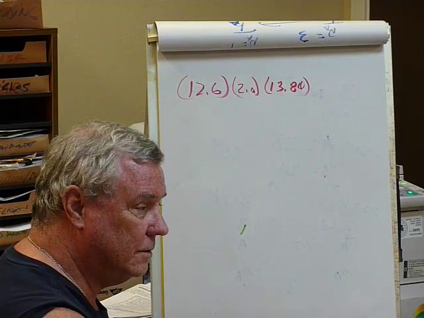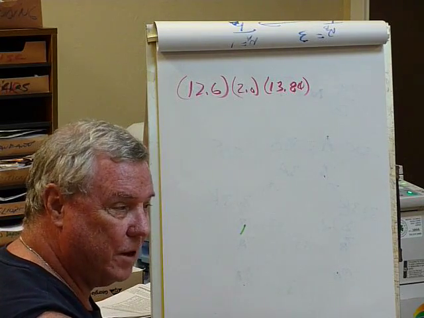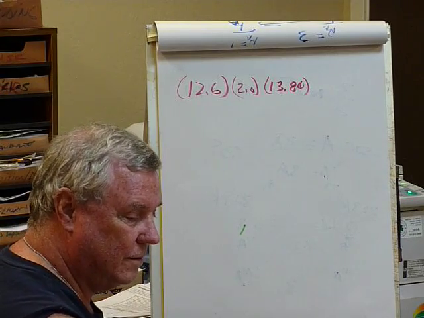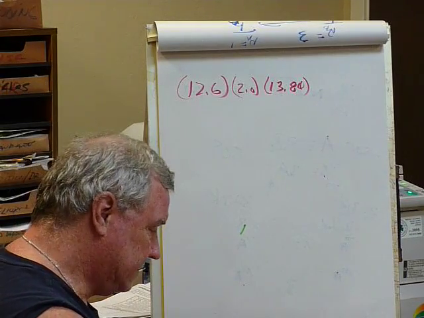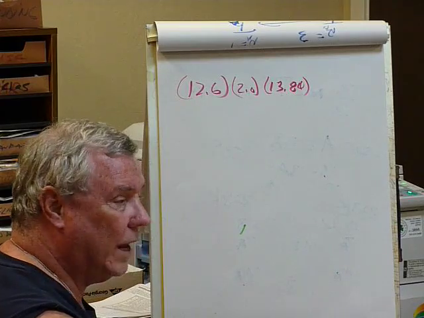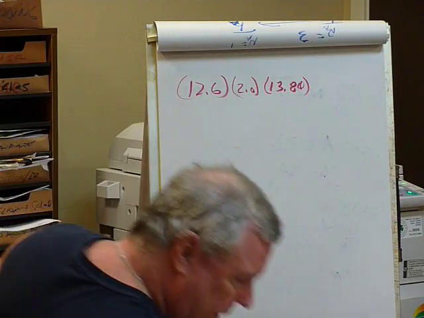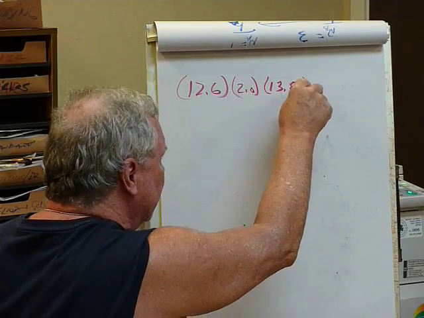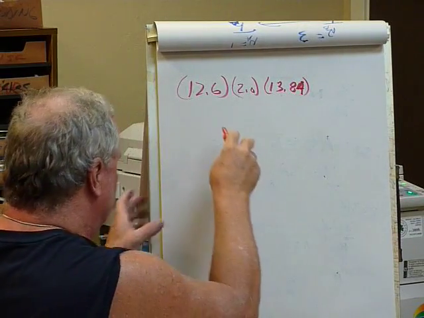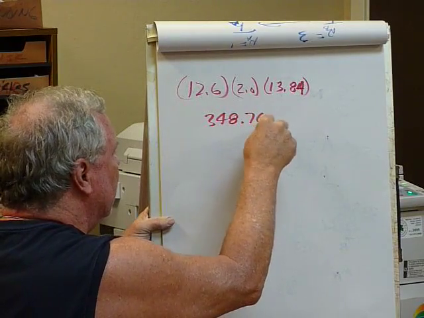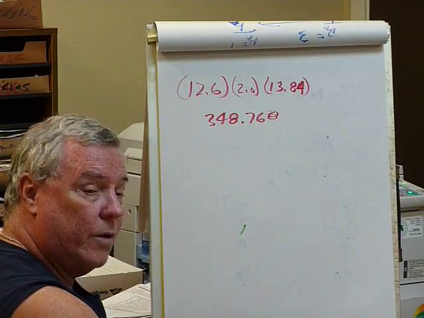Everybody, don't leave it all on Betsy. So give me the whole answer, and then we'll work it down. 348.768. Okay.